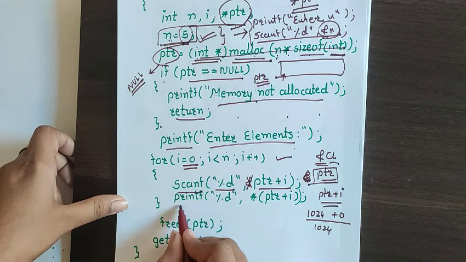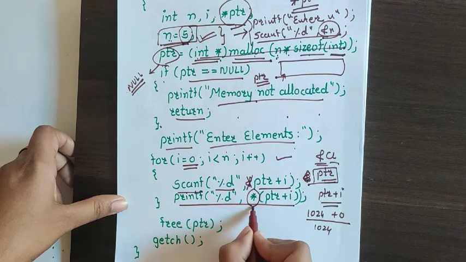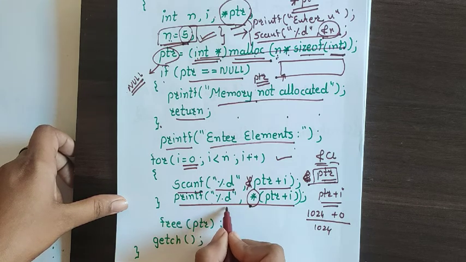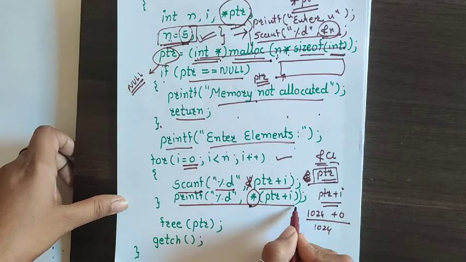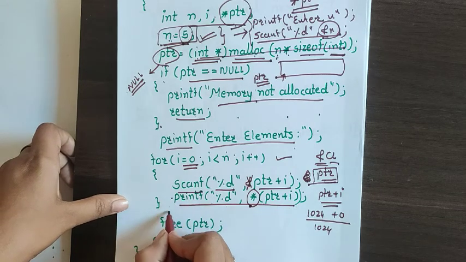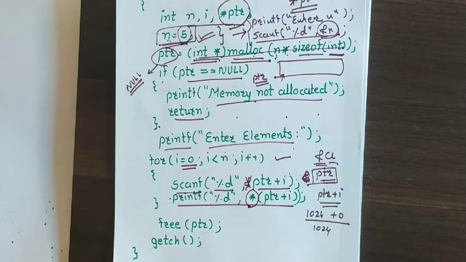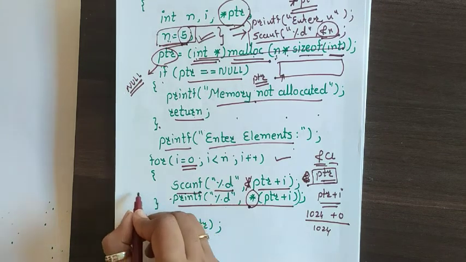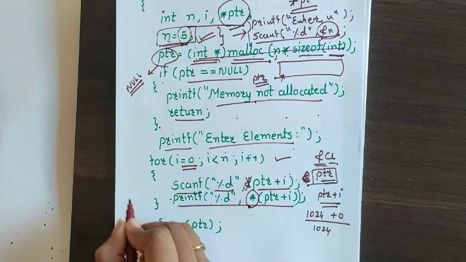Along with this, in this loop only I am printing the data. That's why I have written star. Star means value of that. Printf %d star ptr plus i. If you want, you can take another for loop and print it there. Now again my i will be incremented, because this is a for loop.